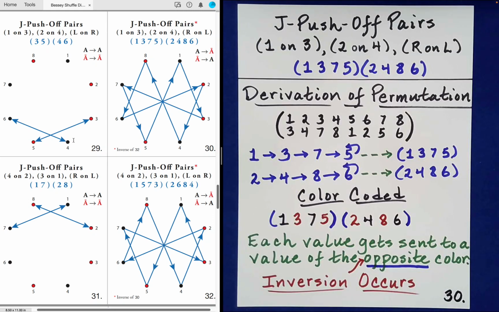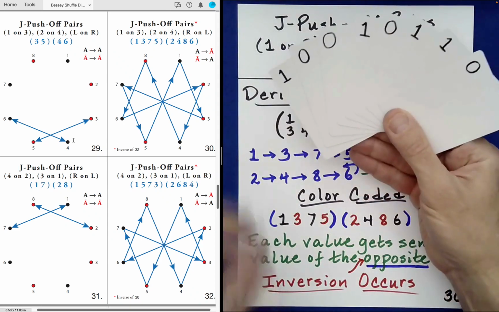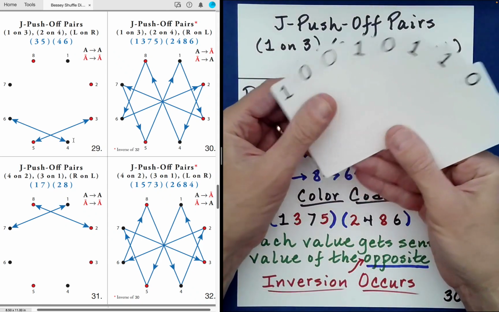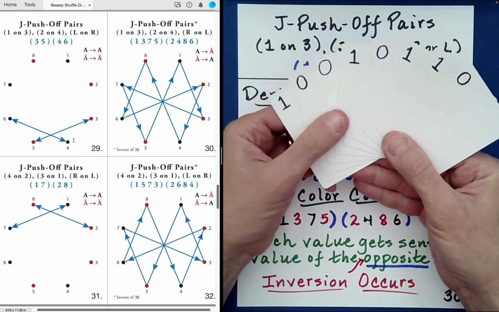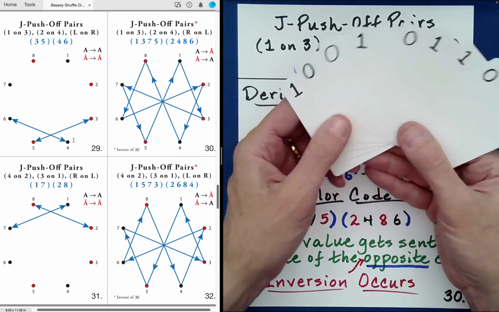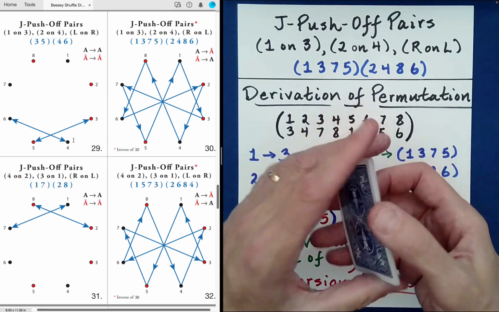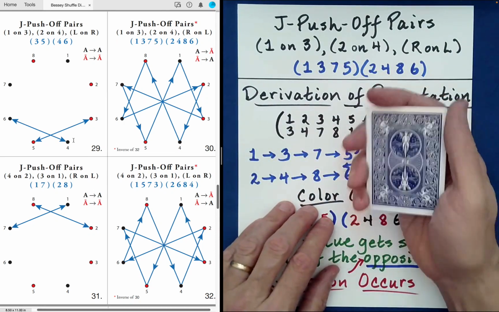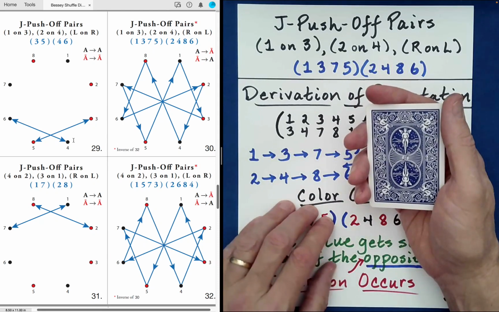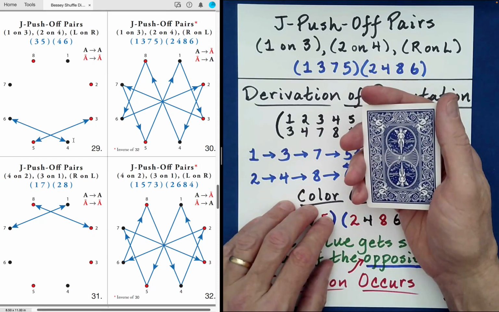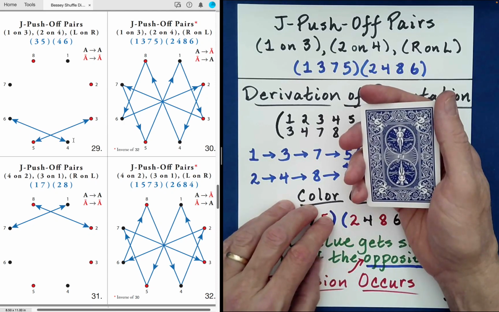Since inversion occurs, we should be able to detect that applying this shuffle to the Bessey sequence 1001, 0110. And so what should happen is we should obtain the inversion of this sequence, which will be 0110, 1001. So the zeros and ones simply trade places.